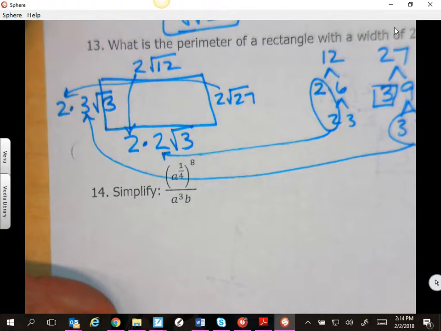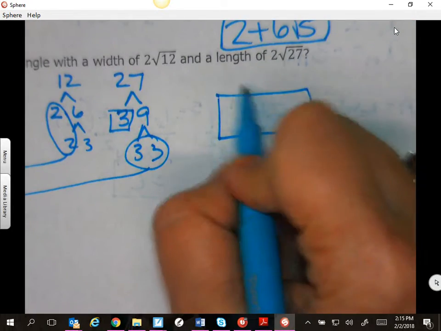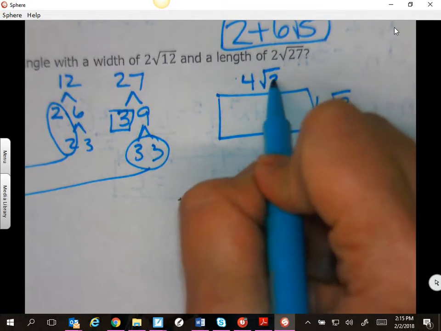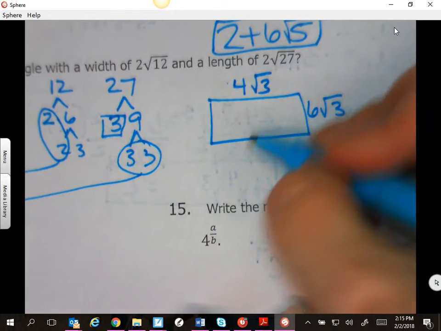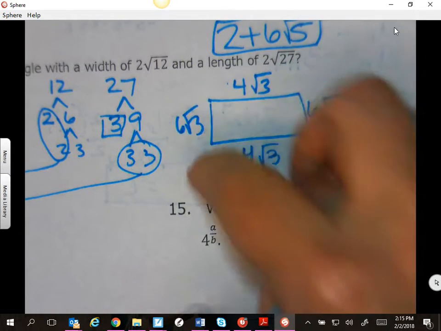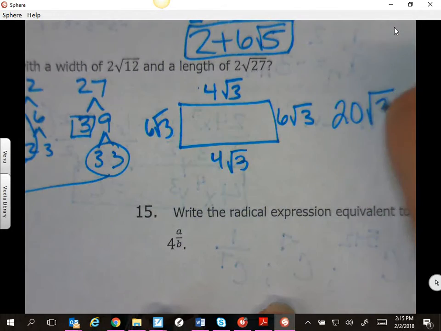So now I have, move this way a little bit, I wanted to redraw this. I have 6 times the square root of 3 and 4 times the square root of 3. So perimeter means I need to add up all of those, so don't forget the other side. We have like radicands, so that's totally possible. So this is going to be 20 on the square root of 3.